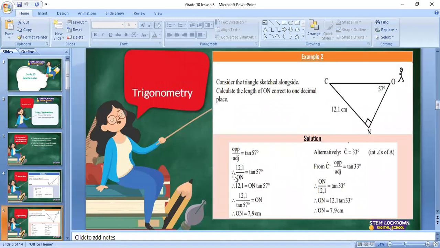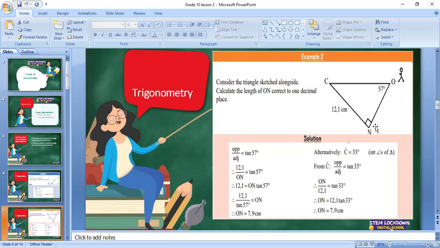All right. Example 2. Consider the triangle sketched alongside. Calculate the length of ON, correct to one decimal place. So we're going to check now. We want to find ON.